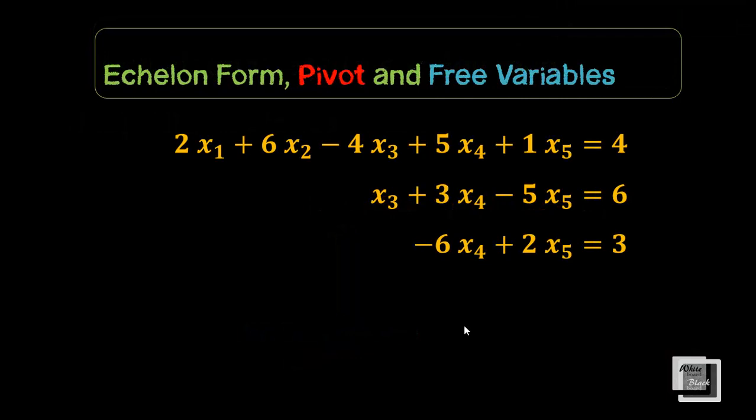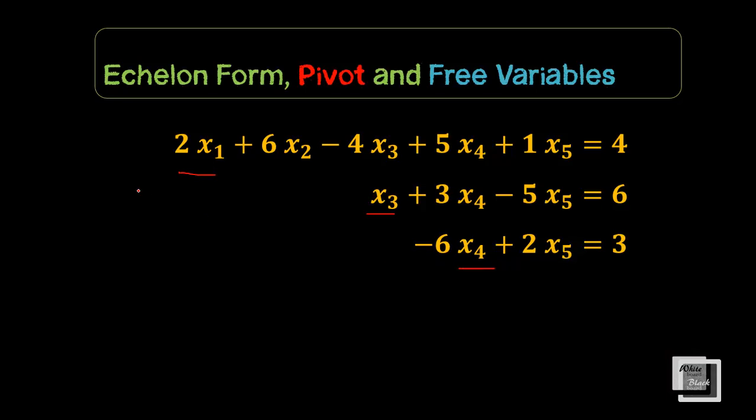The echelon form of the system of linear equations is the form in which we arrange the linear equations in such a way that the leading unknown in each equation appears to the right of the leading unknown in the preceding equation. Let us explain this concept with an example. In this example we have 5 unknowns and the system consists of 3 equations. In the first equation the leading unknown is x1, in the second equation the leading unknown is x3. The third equation has the leading unknown x4.